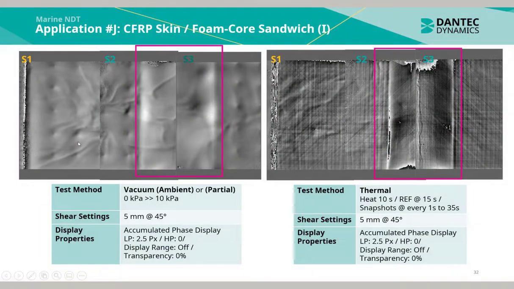Using vacuum ambient or vacuum partial excitation from 0 to 10 kilopascals, we can see very clear disattachment inside the pink border. Using also thermal excitation with heat application for 10 seconds, it is also very clear to see the disattachment in the panel inside the pink border as well.